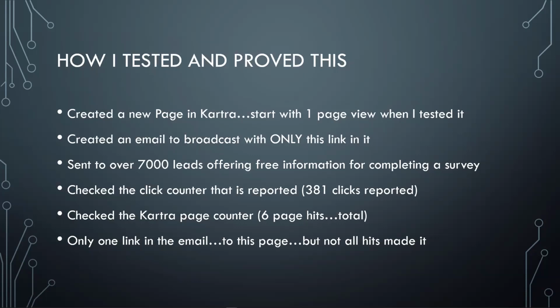I simply created a new page in Kartra. It started with one page view hit when I tested it. I created an email to broadcast out on MLGS with only this one link in it, no other links. I sent it to over 7,000 leads, offering free information for completing a survey, basically. The click counter in MLGS reported 381 clicks. However, when I went to the Kartra page, there were only 6 page hits total. So with only that one link in the email to this one particular page, that's all the hits that were made.